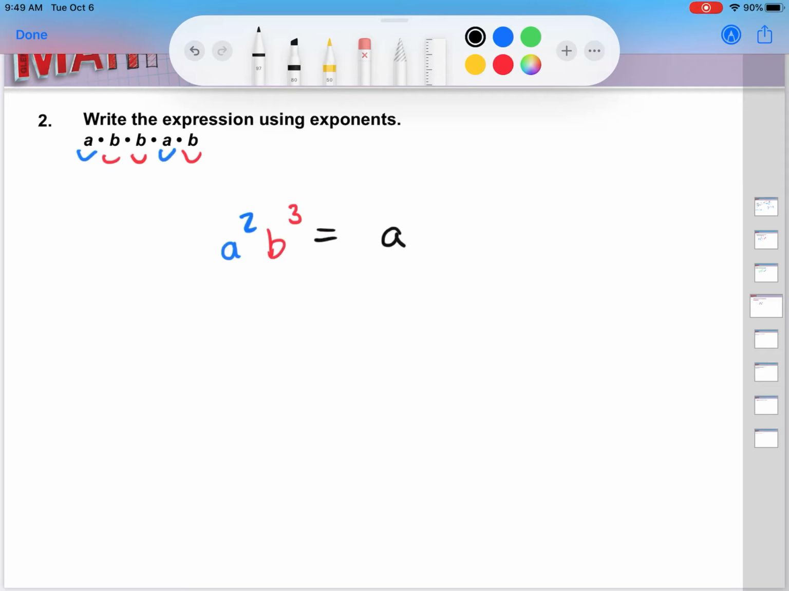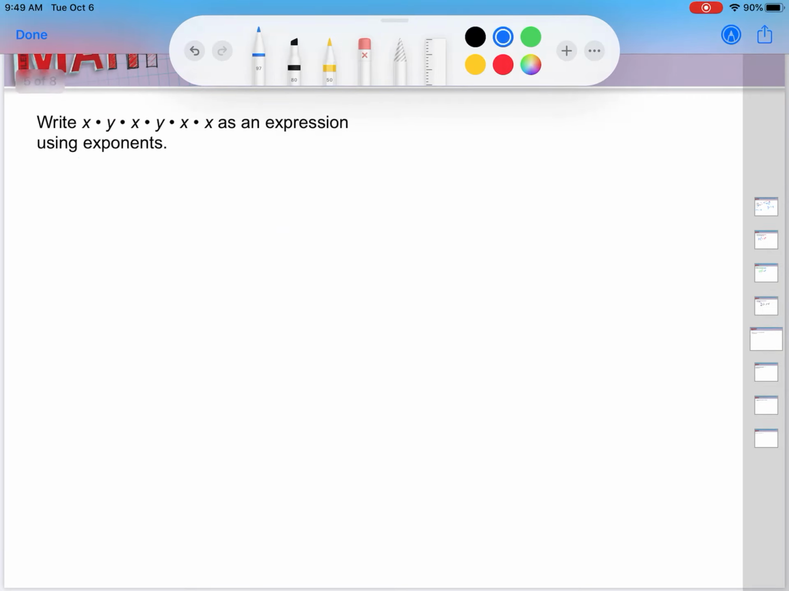Now, on this one, you can also write it a squared times b to the 3rd, but when you have variables, so when you have a's, b's, x's, y's, any sort of variable, it's assumed that they're being multiplied together if you just shove them together like we did over here. So you don't actually need to write that multiplication sign. You can if you choose to, though. All right, so we have 1, 2, 3, 4 x's, so x to the 4th, and then we have 2 y's, so y squared.